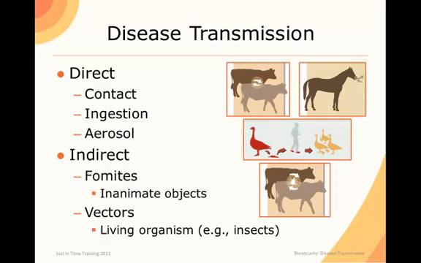Direct spread of a disease may occur through contact with an infected individual, ingestion of the organism, or through inhalation or aerosol exposure. Indirect methods involve fomites, which are inanimate objects that can transfer pathogens, or by vectors, living organisms able to transmit pathogens, most commonly insects.